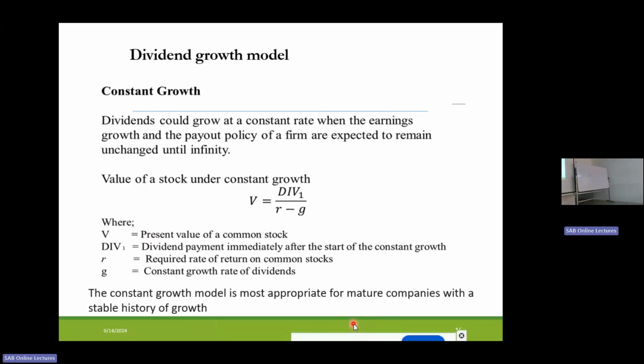The constant growth model is most appropriate for mature companies with a stable history of growth. We cannot apply this to a company that started just yesterday, or one with only a year or two of history. You cannot apply this constant growth model to it. But for a mature, established company, normally in theory we say that after 5 years the company becomes mature. So for that stage of company, you can apply this constant growth model.